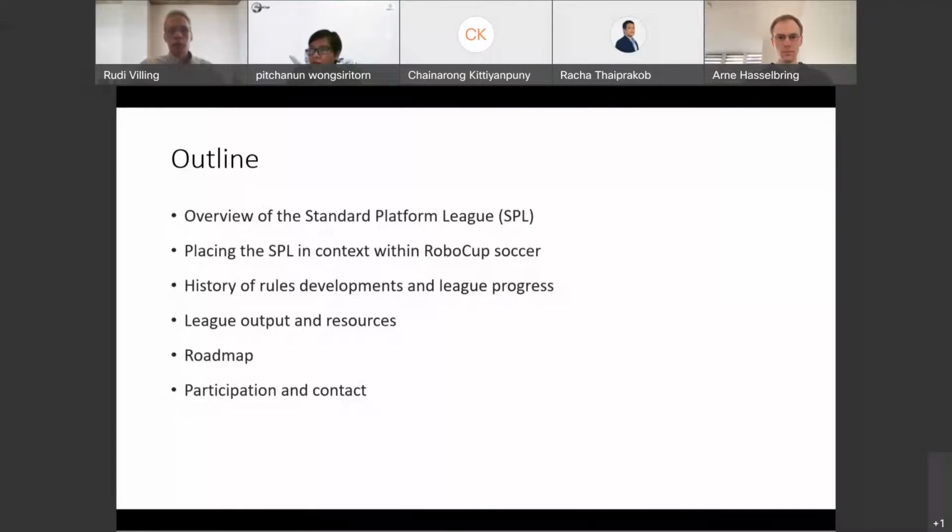For the outline of the talk, I'm going to talk about the overview of the league, trying to place the league within the context of RoboCupSoccer. So how do the objectives and goals of the SPL contribute to the overall goals of RoboCup and RoboCupSoccer in particular? We'll have a look back at the history of the rules development so that people who are just joining the league now, or who have only joined recently, can see something of how the league has developed over a number of years.